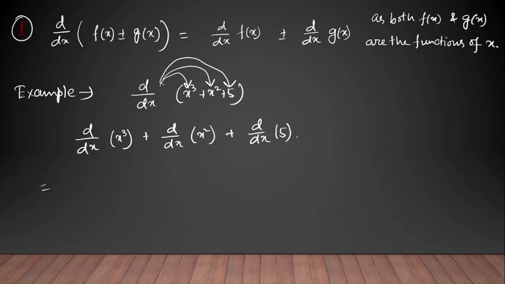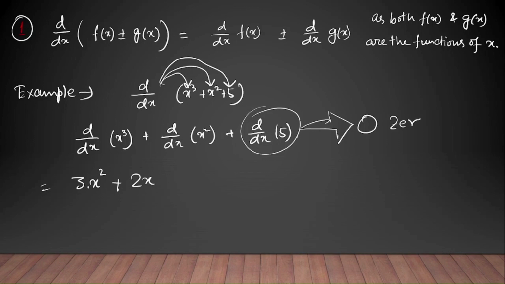That is a constant. Over there you have learned previously that d/dx of x power n is n into x power n minus 1. So we can write d/dx of x cube as 3x square. Then d/dx of x square we can write as 2x. And you know that the derivative of any constant will always be 0. So our required answer is 3x square plus 2x.